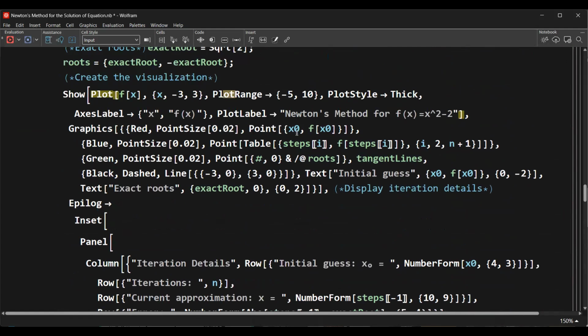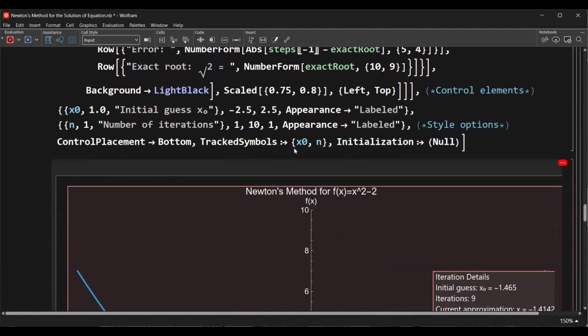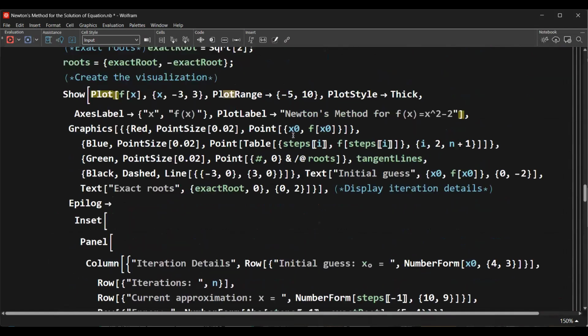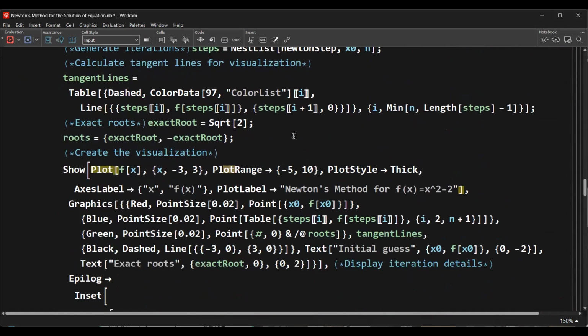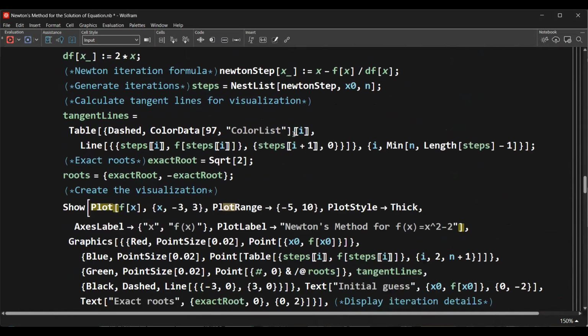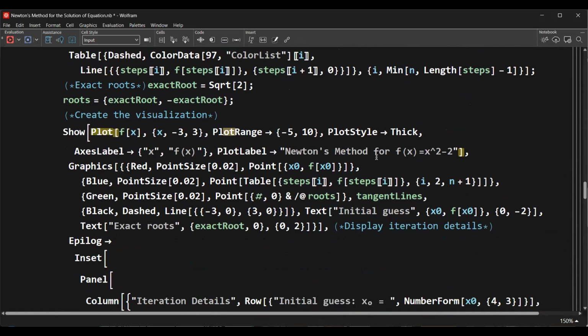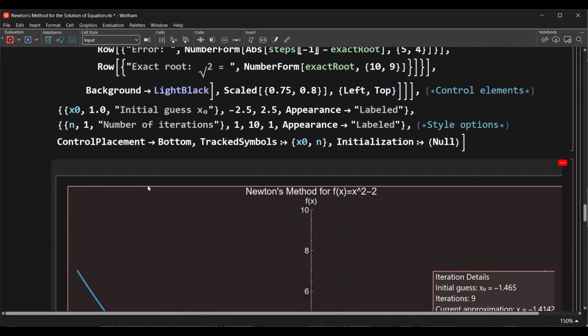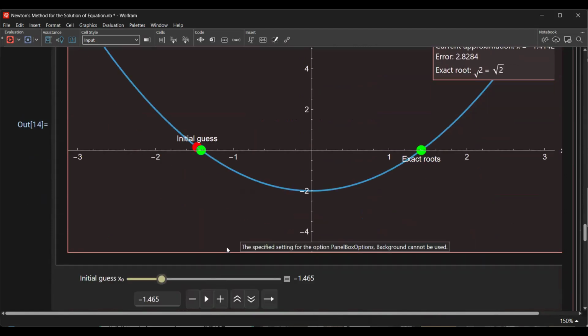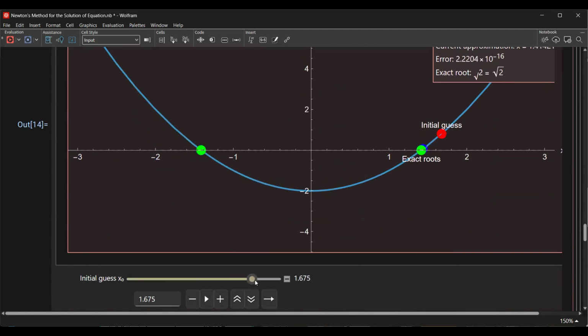So that is for our red point. Our guess point here is the red point. We start at the initial guess, x sub 0 and f of x sub 0. Then we have the blue points here. The blue points are for the points above the x-axis. For example, here we have the blue points.